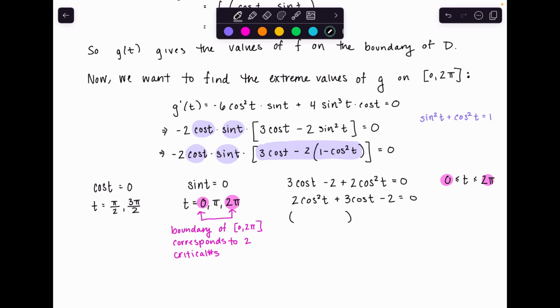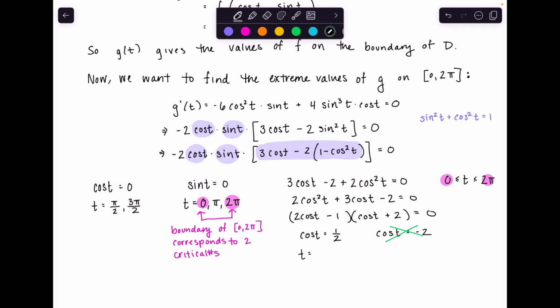And this actually does factor. So you have 2 cosine and then just cosine. And then if I do positive 2 and negative 1, the outer will give me 4 cosine of t minus cosine of t, exactly the correct inner term. So this first one tells you that cosine of t is equal to a half. The second tells you that cosine of t is equal to negative 2. Thankfully here, this is not possible.